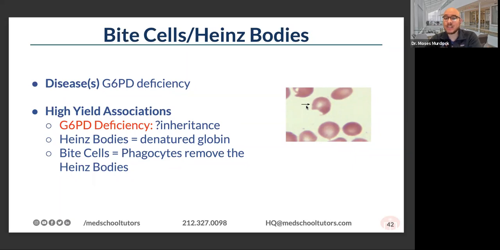The Heinz bodies themselves are denatured globin, because again, remember, G6PD has to do with management of oxidative stress. And when that is not controlled appropriately, you can get denaturation of proteins, of which globin is a key one. And that denatured globin leads to the Heinz bodies. The phagocytes, maybe in the spleen, recognize this abnormality. They go ahead and chomp a little piece of the red cell membrane, and you end up with a bite cell. And so that is the classic story of the pathophysiology of G6PD deficiency.